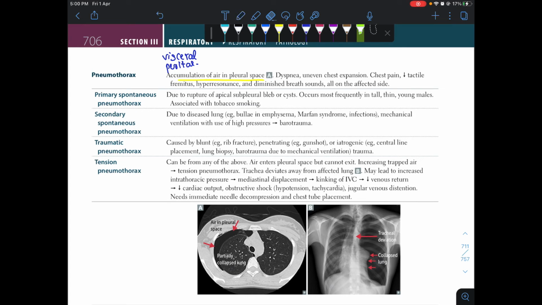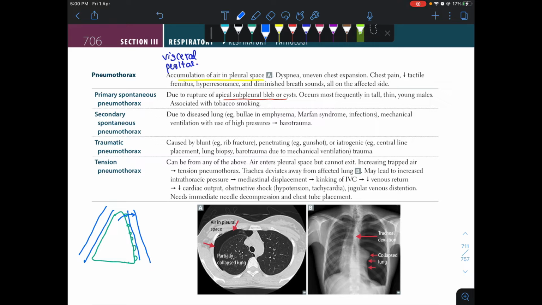Now let's see primary spontaneous pneumothorax. This occurs due to a rupture of the apical subpleural blebs or cysts. If we consider this as the lung, and we have the pleural layers, visceral and parietal, sometimes there will be small cavity formation on the lungs, and when these blebs rupture, air moves from the lungs to the pleural cavity.